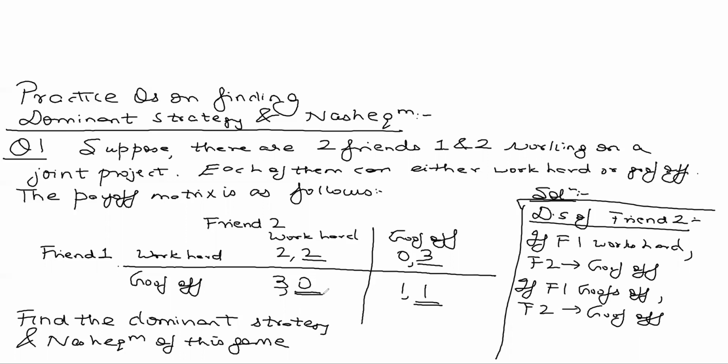So what we can see is that friend 2 is also following the same strategy of goof off irrespective of what friend 1 is doing. When friend 1 works hard, then also friend 2 goofs off. When friend 1 goofs off, then also friend 2 goofs off. Therefore, the dominant strategy of friend 2 is also to goof off.